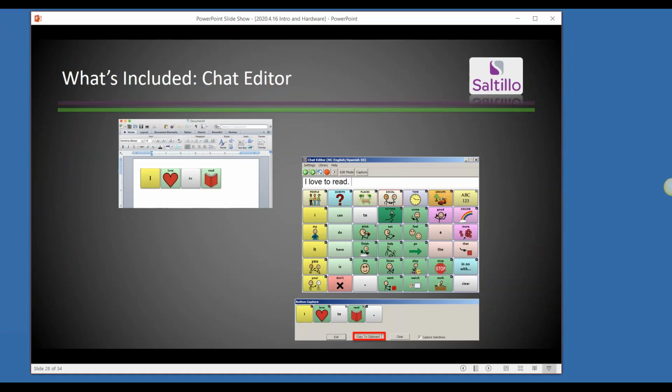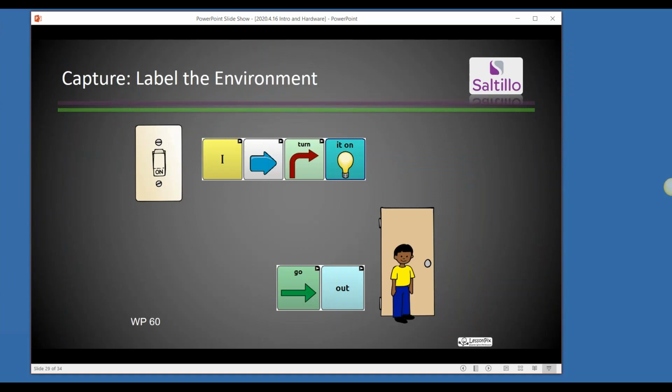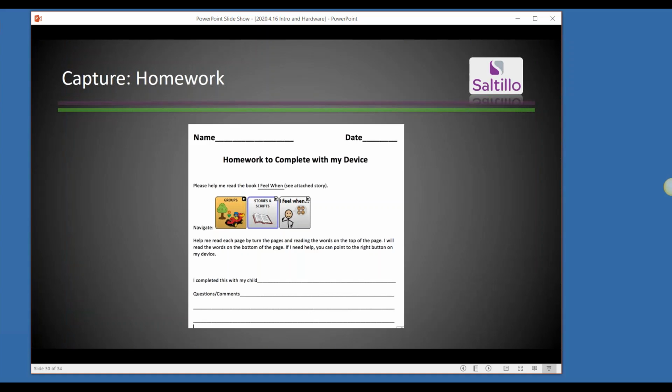I can copy this to the clipboard and paste it into a Word document. Some folks have labeled their classrooms to include instructions or more frequent sight words. This is a homework example that someone might utilize to incorporate this at home, as well as using it at school. More information on implementation will be discussed in a later training.